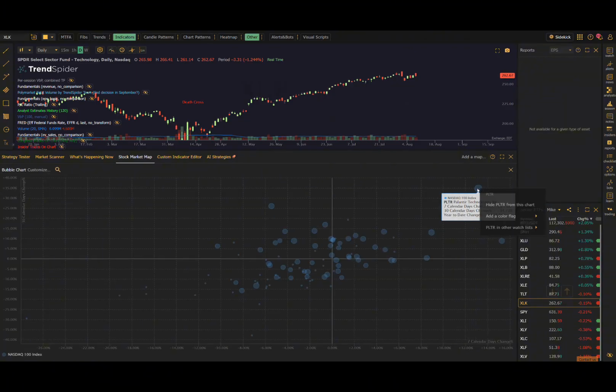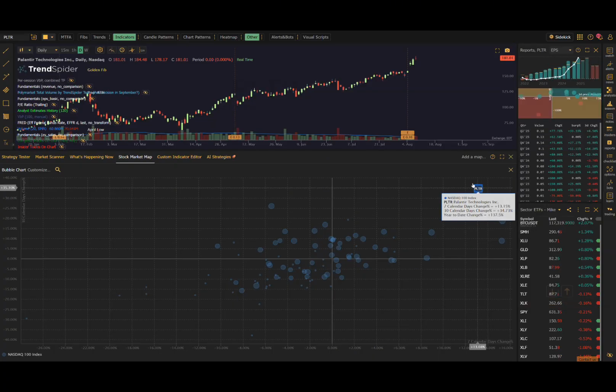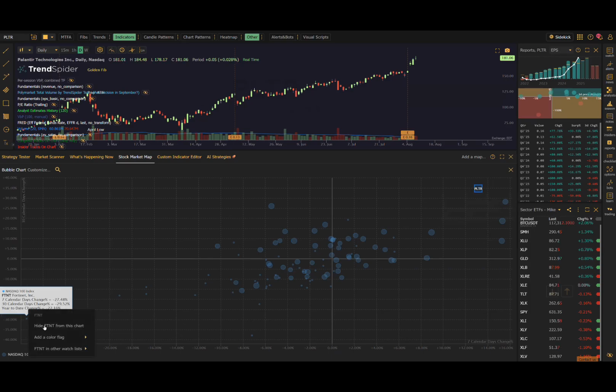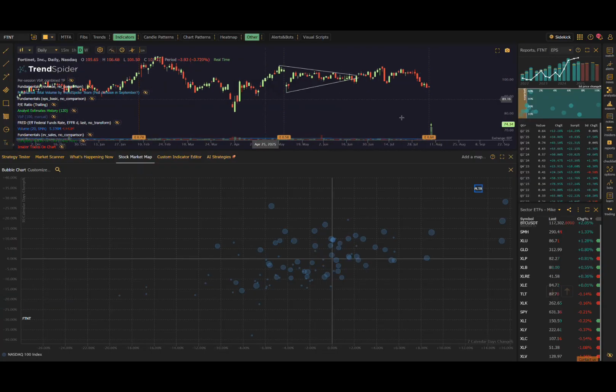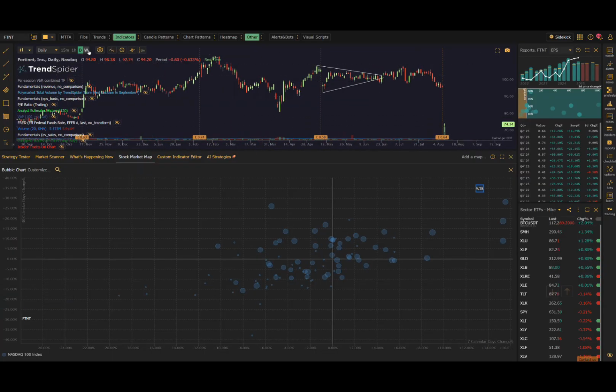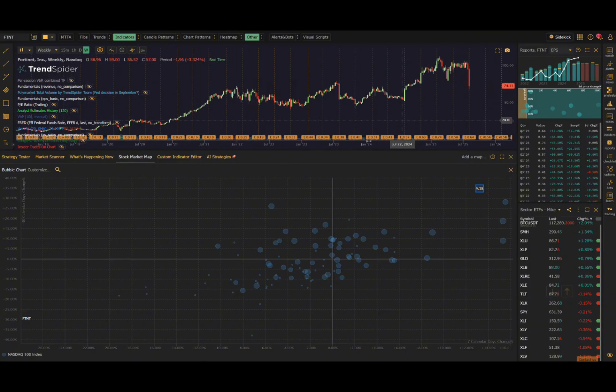And you can right click and add a color flag so it shows. So you can see Palantir is way up here at the top right, doing the best in the NASDAQ. What's doing really bad? FTNT is doing really bad. Let's pull it up. Oh, yeah, look at that. They just had a gap down. Whew, that's a big gap down.